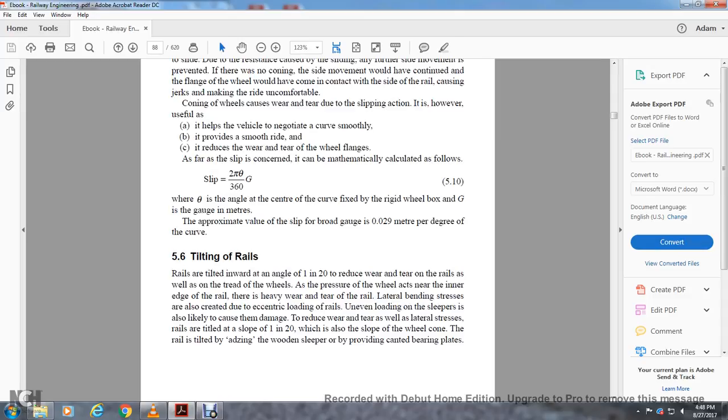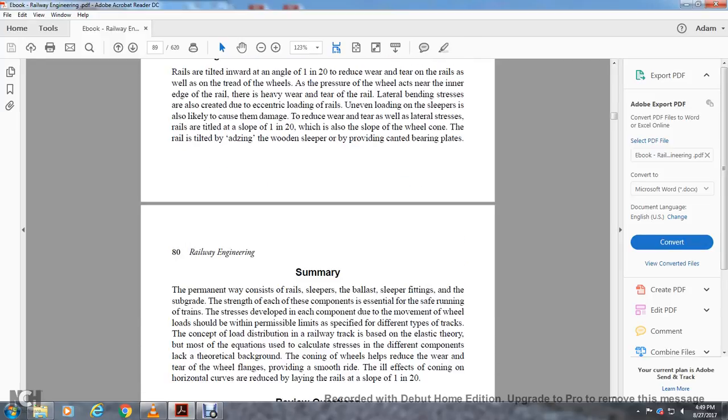5.6 Tilting of the rails. Rails tilted inward at an angle of 1 in 20 reduce the wear and tear of the rails as well as the tread of the wheels. Otherwise the pressure of the wheel acts near the inner edge of the rail, causing heavy wear and tear. Rail lateral bending stress is also created by the eccentric load of the rails on the sleepers. To reduce the wear and tear and the lateral stress on the rail, the tilt of 1 in 20 is provided, which is also the slope of the wheel cone. The rail is tilted on wooden sleepers by providing canted bearing plates.